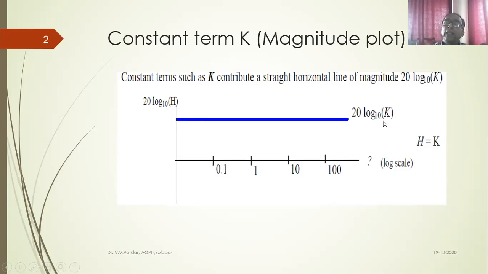If k is greater than 0, it is on the upper side, the positive side of magnitude. If k is less than 0, it will be on the negative side. But it will be a straight line. So the magnitude plot for constant k in a Bode plot is a straight line parallel to the x-axis.